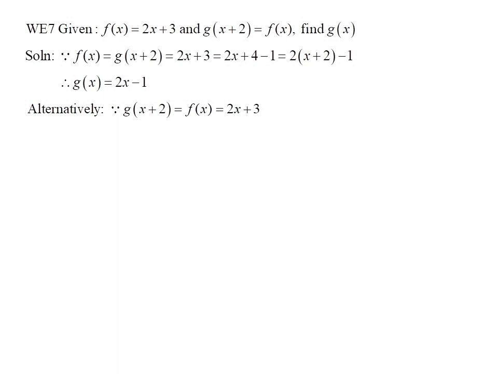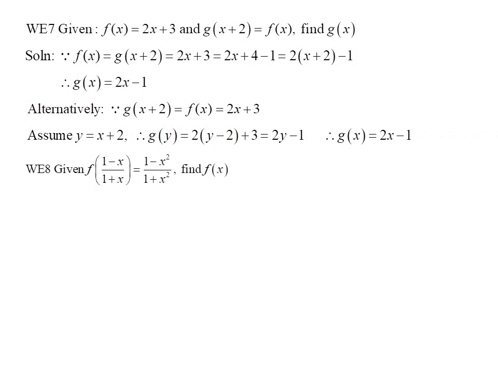Alternatively, we may assume another variable y, which equals x plus 2. Then g(y) equals 2 times (y - 2) plus 3, which equals 2y minus 1. So g(x) equals 2x minus 1.